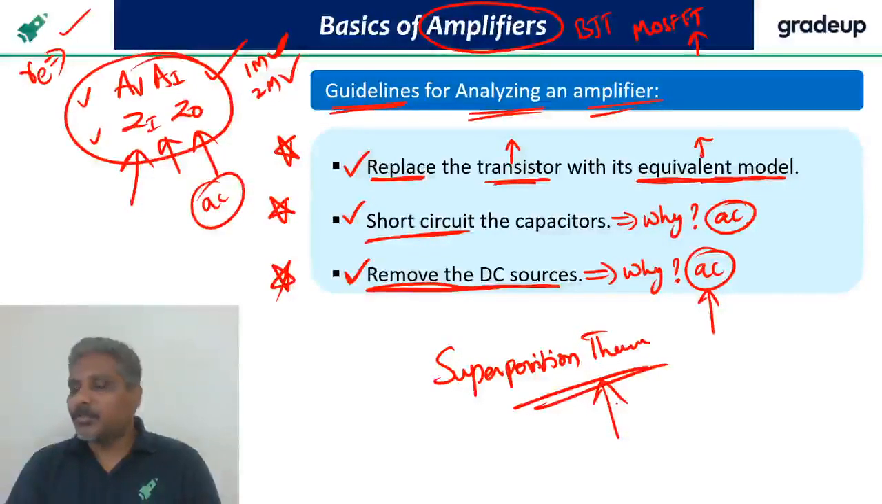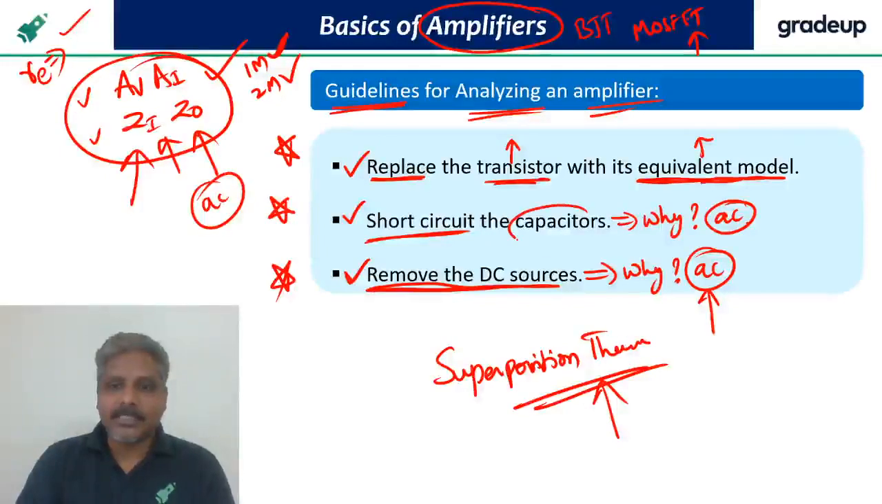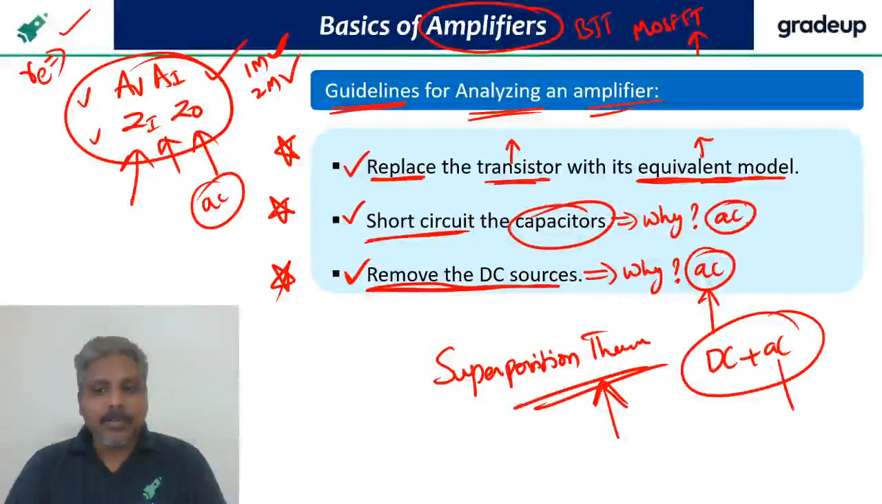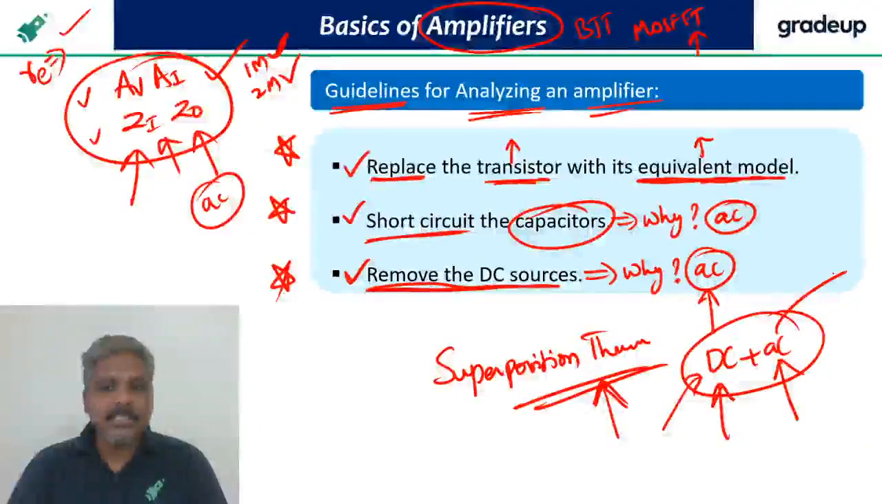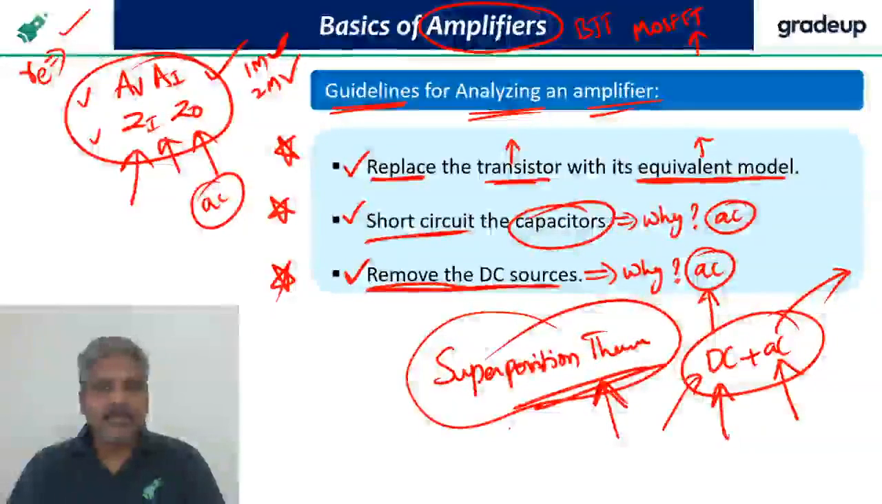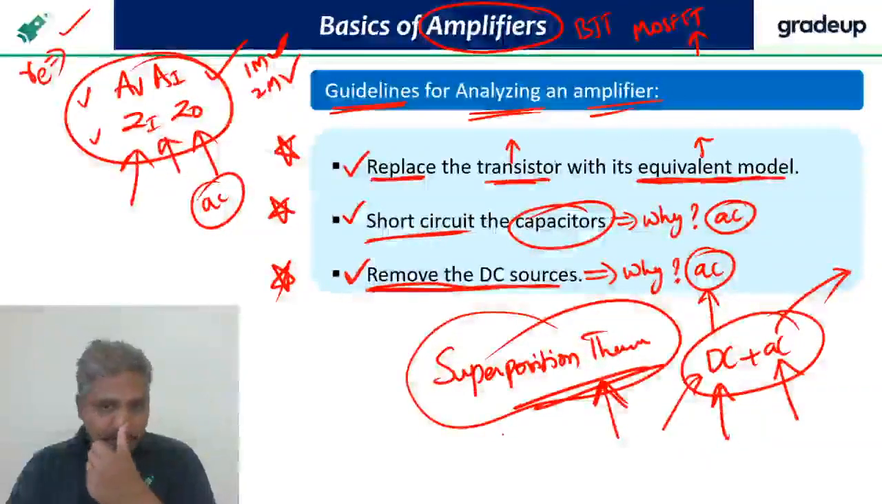Dandu is asking why to put the capacitors. I'll tell you that, once we see the amplifiers, why to put the capacitor and why to short them. So I am applying the superposition. Why? Because in an amplifier, DC is there, AC is also there. If you want to find only AC values, then DC has to be removed. If you want to find only DC values, AC has to be removed. That's what the superposition theorem is.